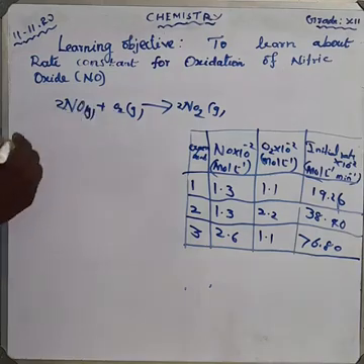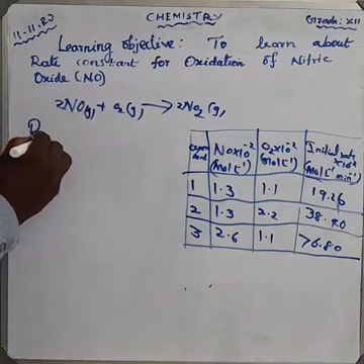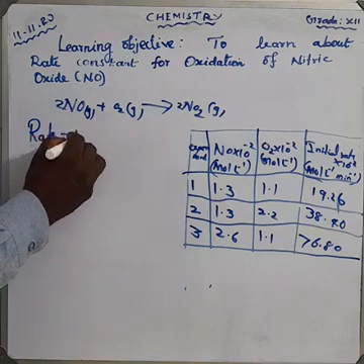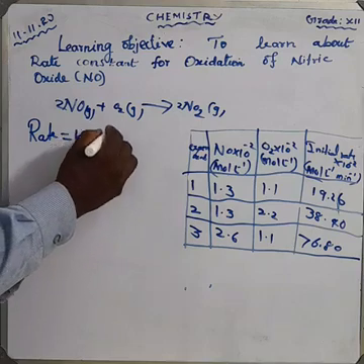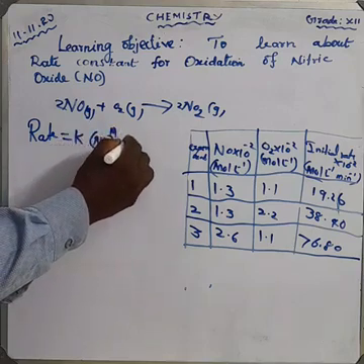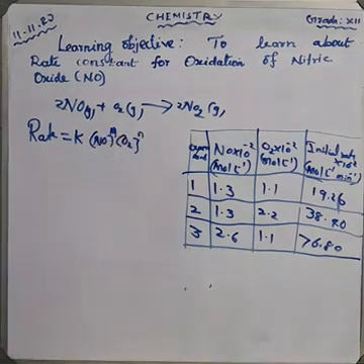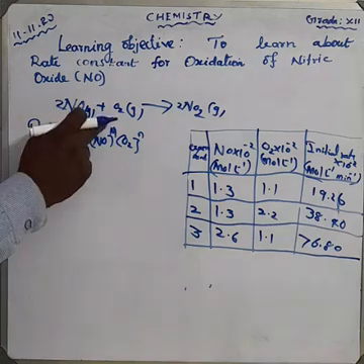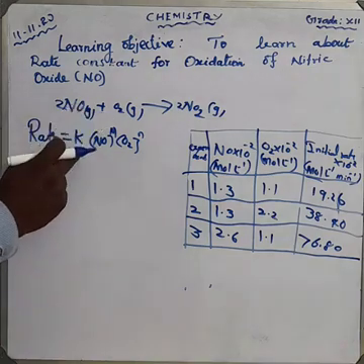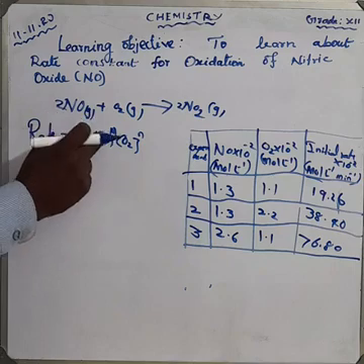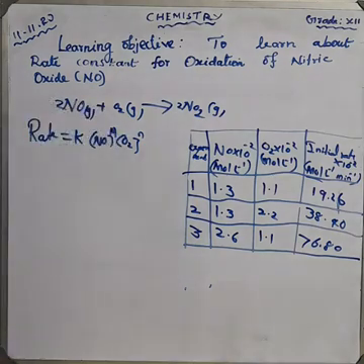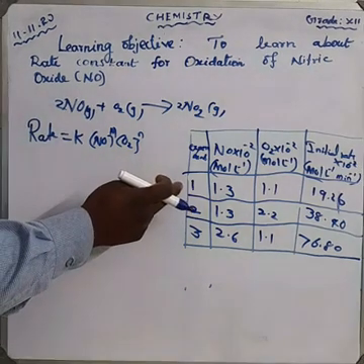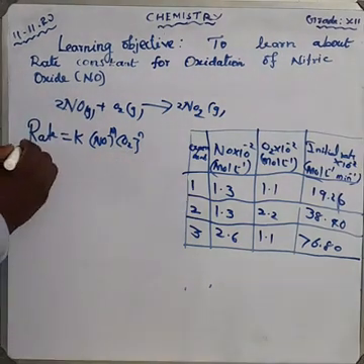Okay. For the reactants, rate is equal to K into NO power m, O2 power n. Okay, clear? First we should write the rate for these reactants: rate equals K, NO power m, O2 power n. This is for experiment number 1.